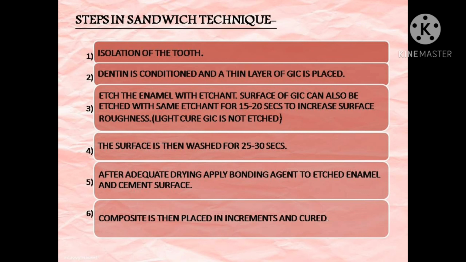After washing, adequate drying is done, and bonding agent is applied to the etched enamel and cement surface. The composite is then placed in increments and cured. This completes the sandwich technique.